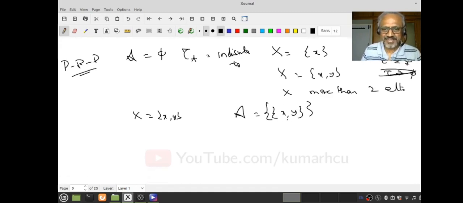Do you understand? A should be a collection of two-element subsets. Therefore, this is a two-element subset. It should be a collection, therefore I am putting another bracket. Do you understand that reason? Now, what is tau A?